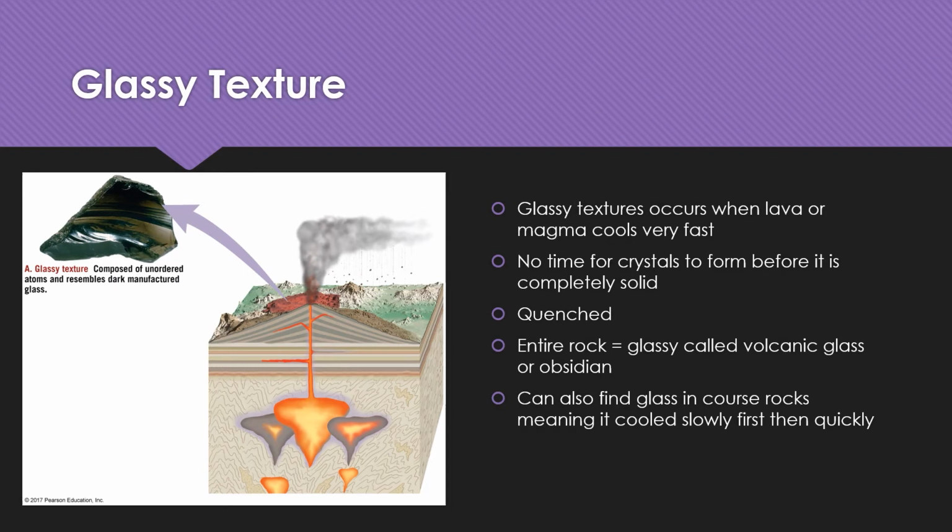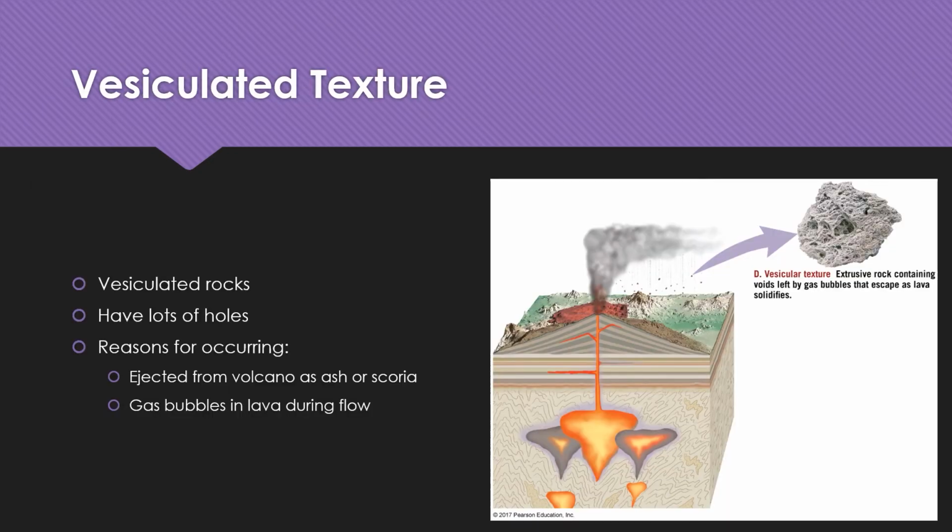Vesiculated texture is what we see right here. What it means really is that it's a rock with a lot of holes. And it's not like somebody went and dug out a bunch of holes. It's more like natural holes. If you looked at this really closely, it would almost look like the rocks are connected by little webs of rock. It's really interesting. And the reason for this is because it was ejected from a volcano in a form known as ash or scoria. It can also be due to gas bubbles in lava during its flow. And what these holes mean is that there was a lot of gas that kind of popped.